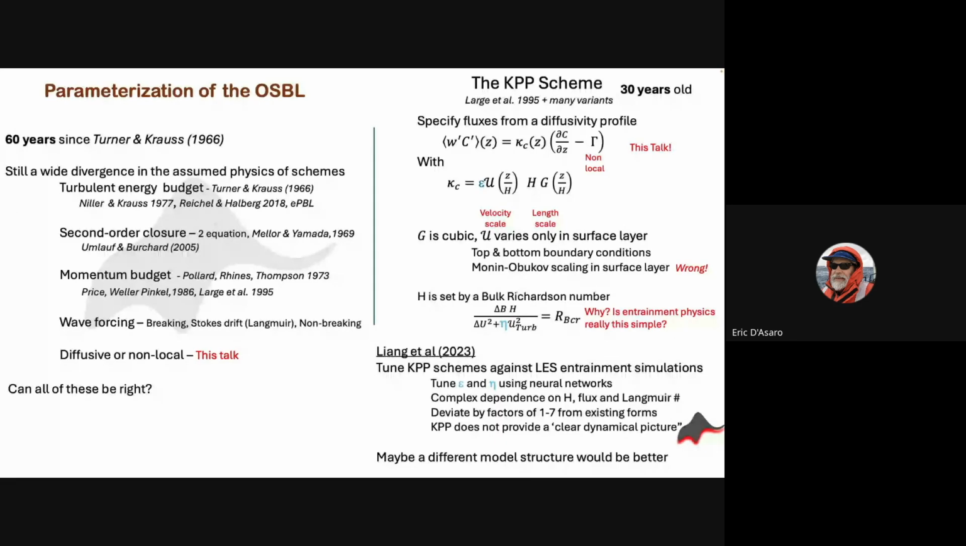So let's look at one of the most popular ones. This is called KPP. Doesn't matter what that is. That's a 30-year-old model. I was a young guy when I had something to do with the formation of this. Very standard sort of mixing model. You've got some fluxes in a boundary layer. You've got some diffusivity, some gradient and some non-local term. And the thing you've got to say is what's the diffusivity?